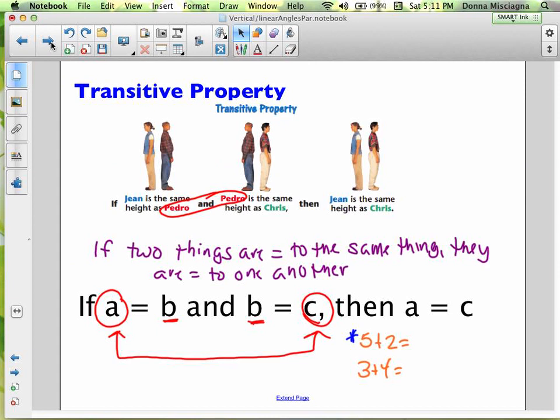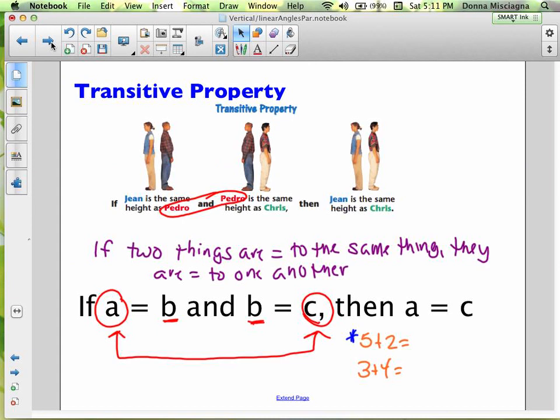Transitive property, very, very important. Right? So Gene is the same height as Pedro, and Pedro is the same height as Chris. Then Gene is the same height as Chris. Notice both Gene and Chris are the same height as Pedro. What the transitive property means is that if two things are equal to the same thing, they are equal to one another. So if A is equal to B and B is equal to C, notice they're both equal to B, they have to be equal to each other.